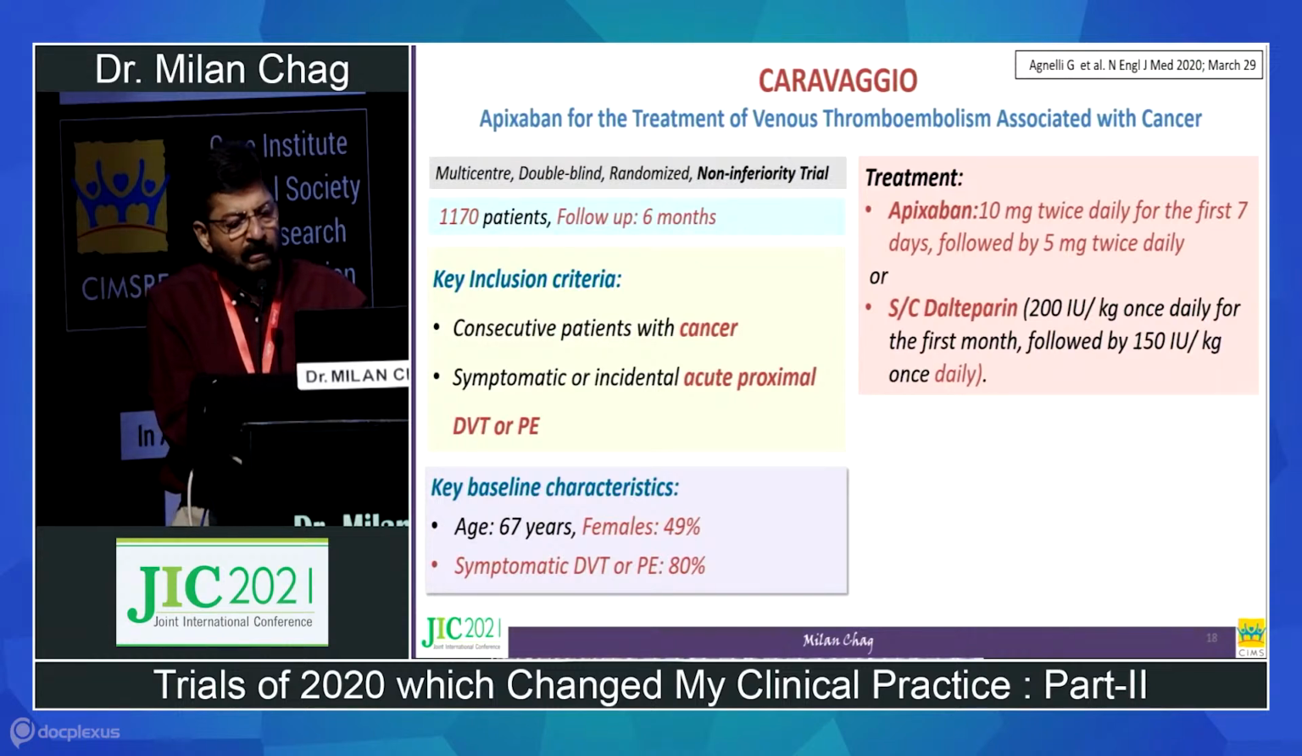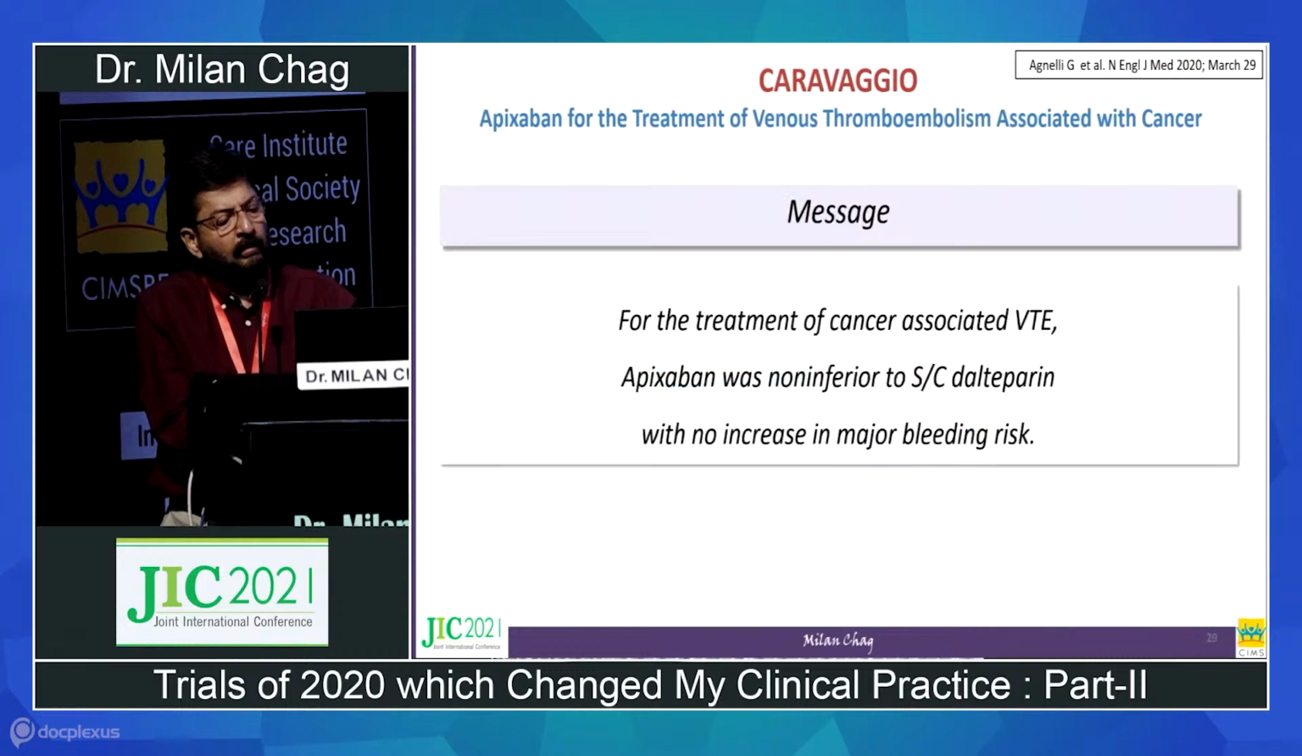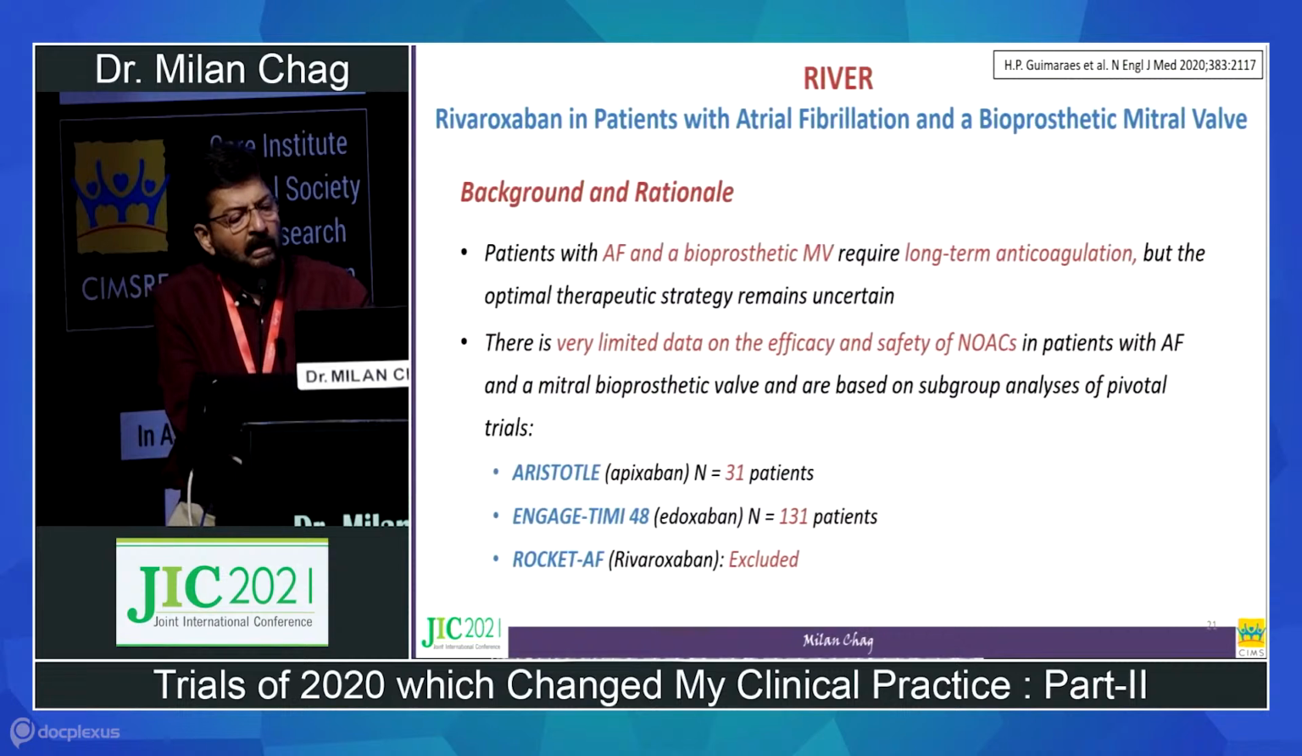So daily 1 injection. What was the outcome? It was a non-inferiority trial. So recurrent venous thromboembolism was reduced by apixaban. It was clearly non-inferior to dalteparin without causing any increased bleeding. Bleeding incidence was same. So for the treatment of cancer-associated VTE or DVT, apixaban was non-inferior to injectable dalteparin, and there was no increase in major bleeding.